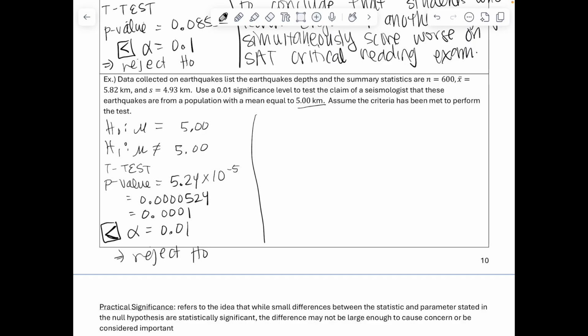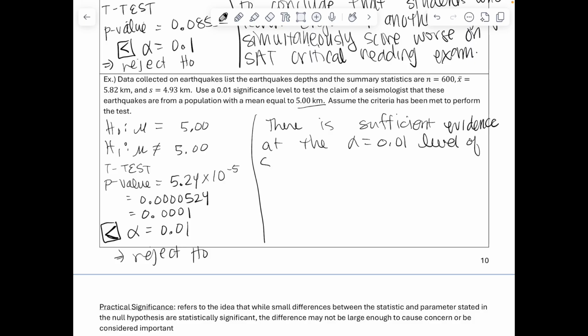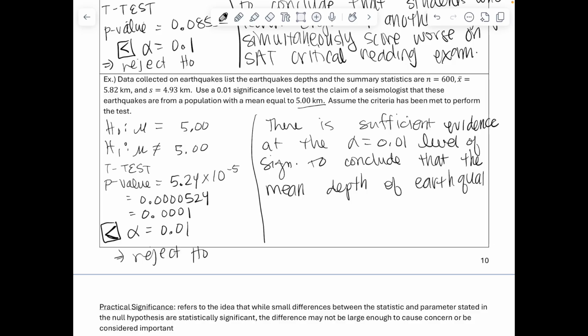So from here, we need to write our conclusion. And so we're going to start off with: there is sufficient evidence at the alpha equals 0.01 level of significance to conclude that the mean depth of earthquakes is, and again talking about H1, so that's different or not equal to 5 kilometers.